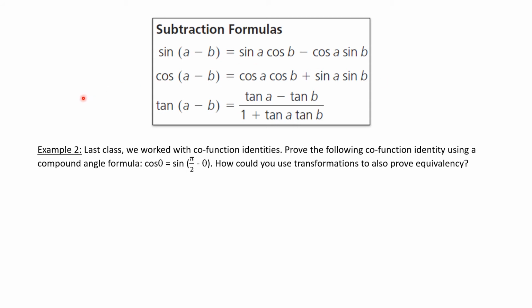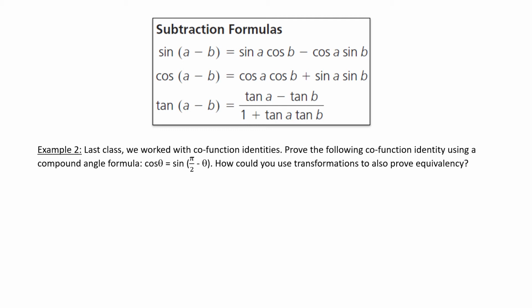Example 2. Last class, we worked with cofunction identities. Prove the following cofunction identity using a compound formula. So remember all that work we did yesterday, and I said how you can represent cos several ways or sine several ways. So this was one of them from yesterday, but we're going to prove it using this identity here. This is sine A minus B. There's our A minus B. So we're going to use this formula right here to prove that cos of theta is equal to sine of pi over 2 minus theta.